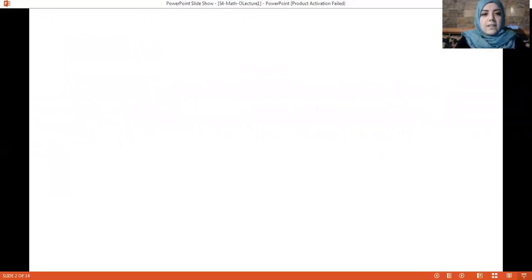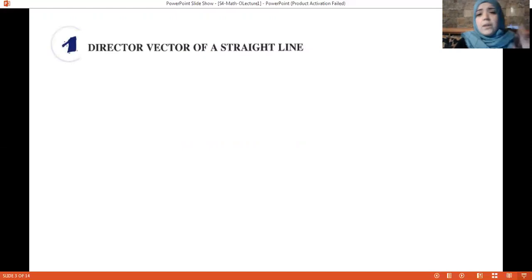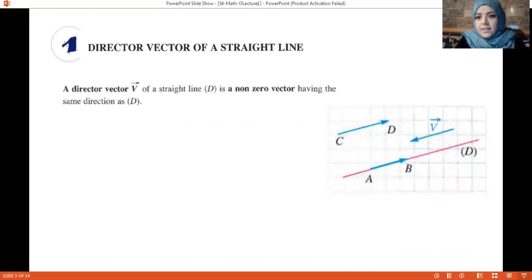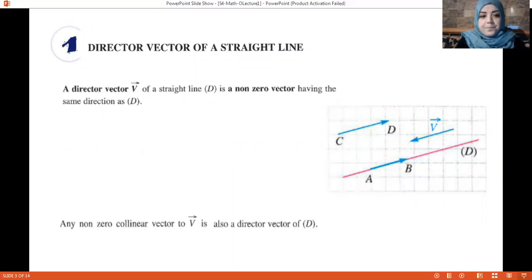Okay, let us start. First of all, we are going to talk about something called the director vector of a straight line. Look at this diagram. You can see that we have a straight line D, points A and B that belong to straight line D, and we have a vector CD. We say that a straight line has a directing vector, or in other words, a sense of direction. It has the same direction as the straight line D. So in this case, as you see, vector V is a director vector for straight line D.